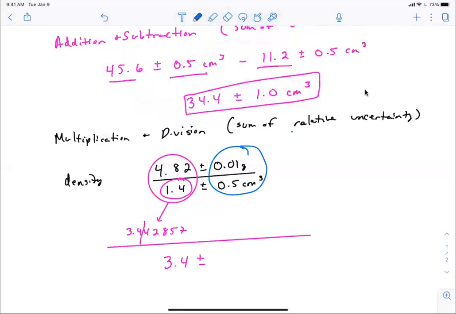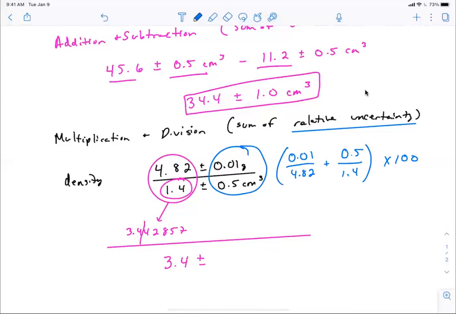This part, for relative uncertainty, is relative to your measured value. So you would do 0.01 over 4.82 times 100, plus 0.5 over 1.4 times 100. So it's relative to each value. And you get 35.92%. Generally speaking, with larger percentages like that, you can just round to the ones place.